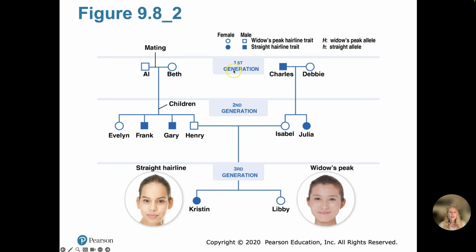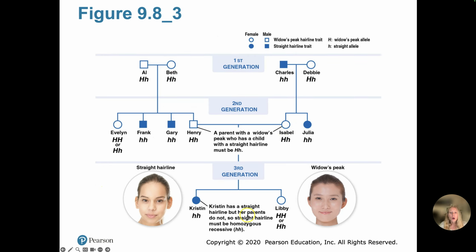We have our 1st generation, 2nd generation, and 3rd generation here. In pedigrees, a line like this represents a mating, and then a line vertically represents the children. So Al and Beth had Evelyn, Frank, Gary, and Henry. Those are their children. And then Isabel and Julia are the children of Charles and Debbie. And then Kristen and Libby are the children of Isabel and Henry.